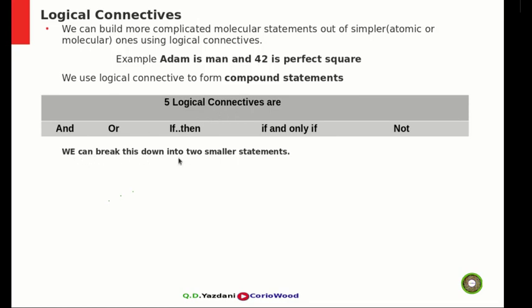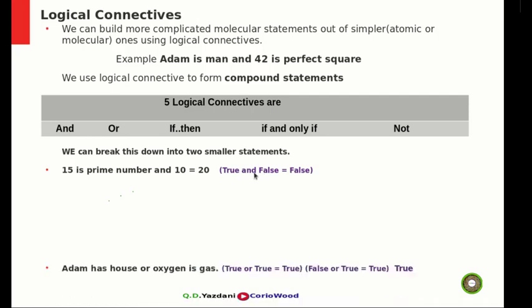We can break this down into smaller statements. 15 is a prime number and 10 is equal to 20. 15 is a prime number is true and 10 is equal to 20 is false. So true and false is false. Anything with and in between, even false and true, becomes false. It has to be true and true, otherwise it is negative.